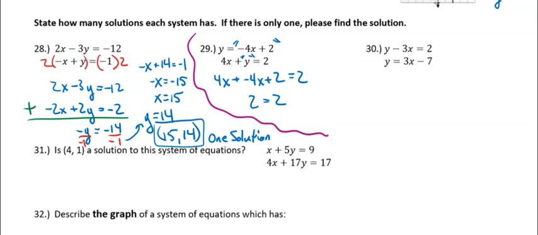Well, in a system of equations, if I end up with a true statement like this, it means there's infinite solutions.